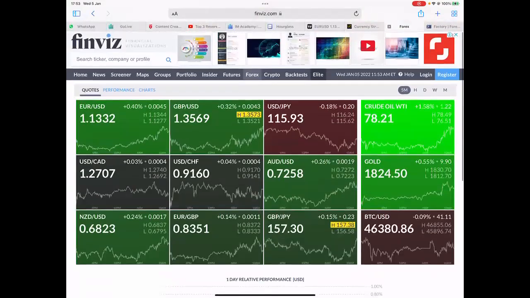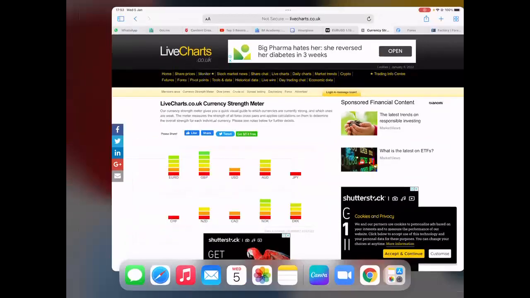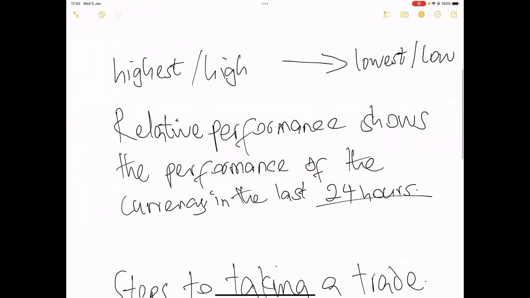And now come here, currency strength. Those are what I can trade in the next 24 hours, because I've been doing well in the last 24 hours. Then now, guess what? For me to know what to trade right now, relative performance tells you 24 hours, right? Relative performance tells you 24 hours.